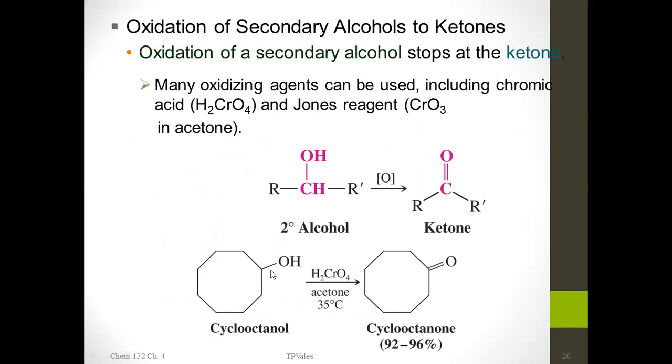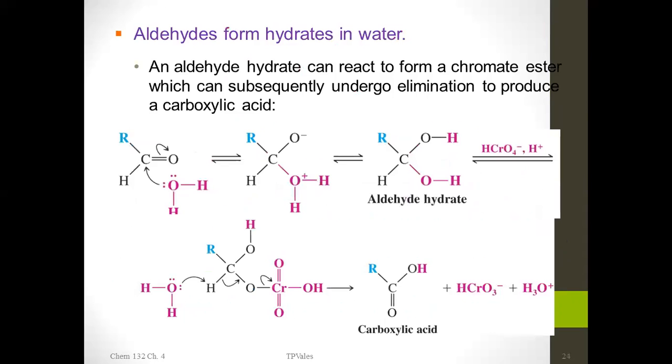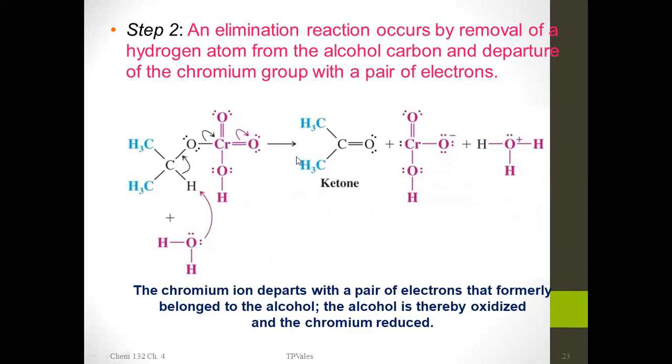Here, from an alcohol, you get your ketone. From an alcohol, you get your ketone, the last step. Okay, so the chromium ion departs with a pair of electrons that formerly belonged to the alcohol. So from here, oxygen loses an electron, and that is the reason why, from an alcohol, the oxygen's electron goes to chromium.